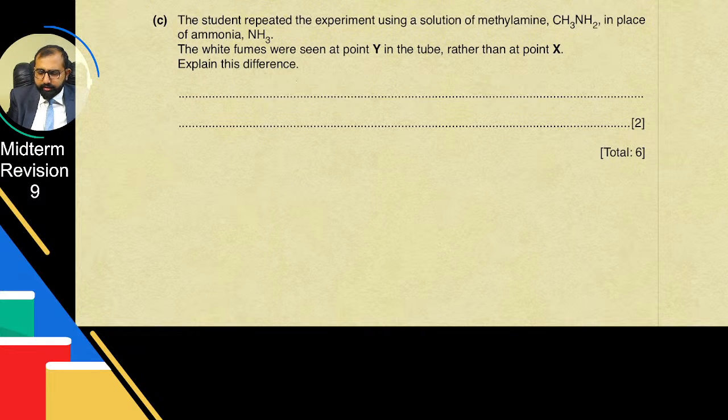The student repeated the experiment using a solution of methylamine. Okay, so in this case methylamine is given. Again, I would advise you to quickly calculate the MR. So this one's going to be 31. Use the periodic table, take your time. This one is 17, as I already know.